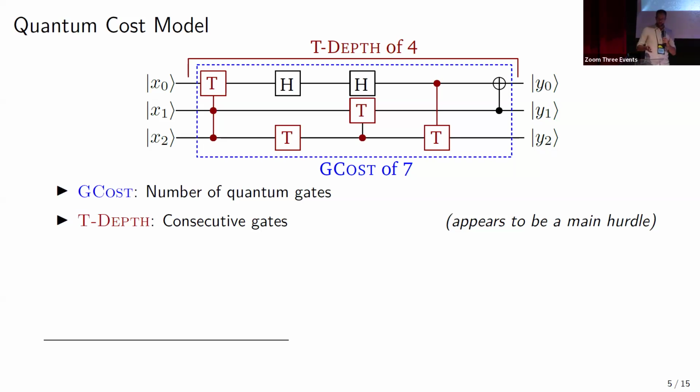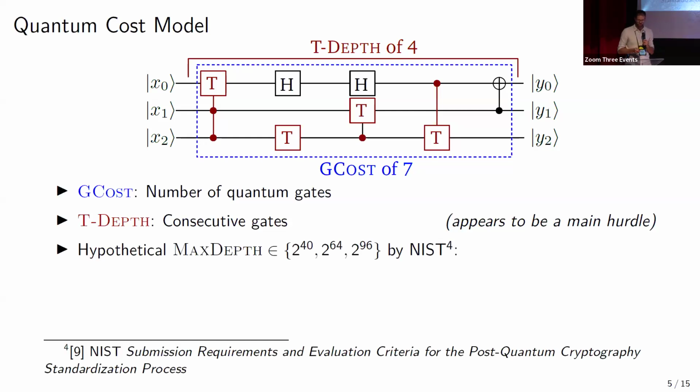And then the depth also loosely corresponds to the time that is required to keep the quantum computer coherent. So that also appears to be a main hurdle when we want to construct an actual quantum computer. Now, this was also recognized by NIST, and they proposed these 3 hypothetical max depth values.